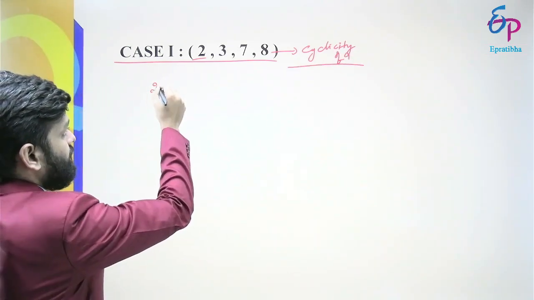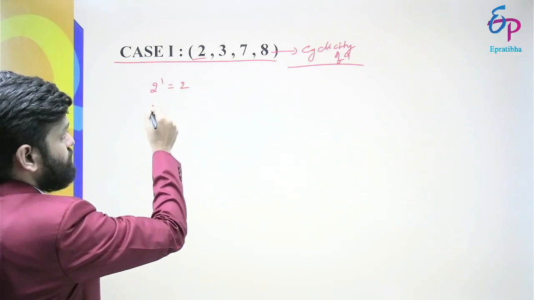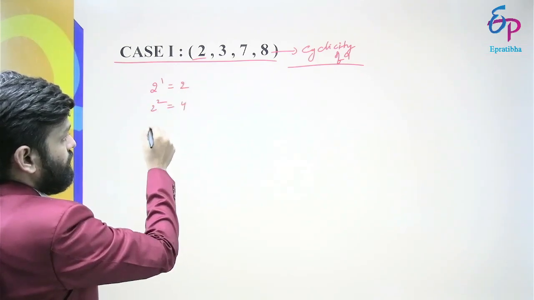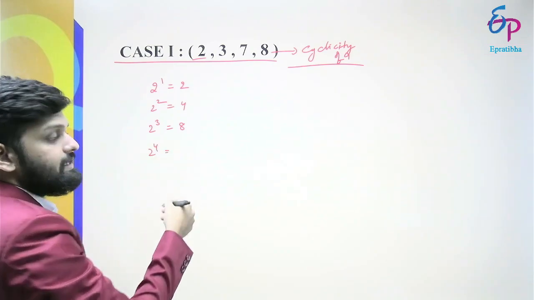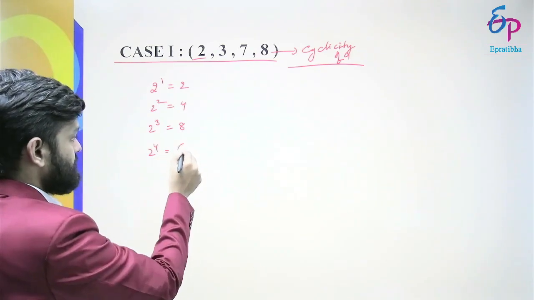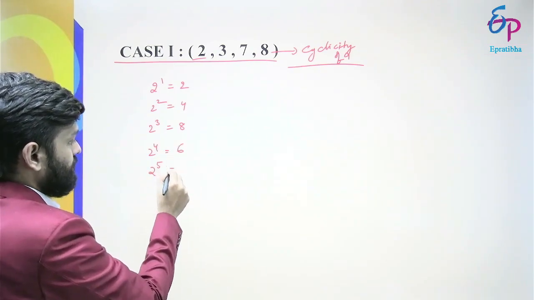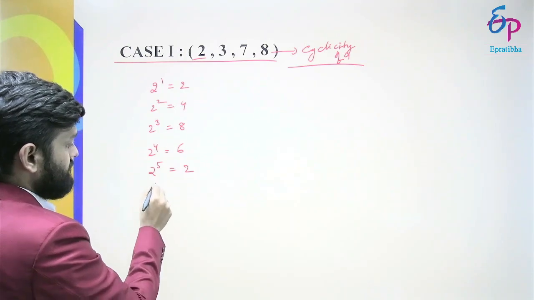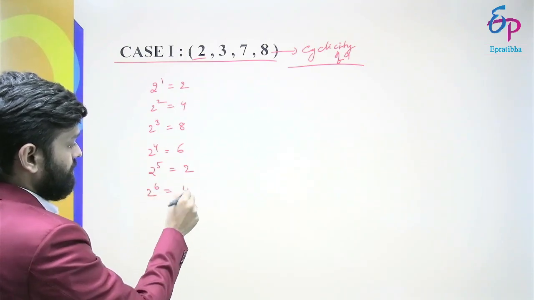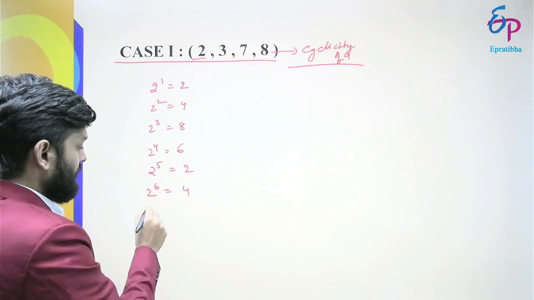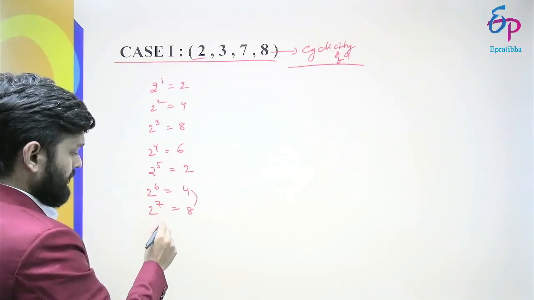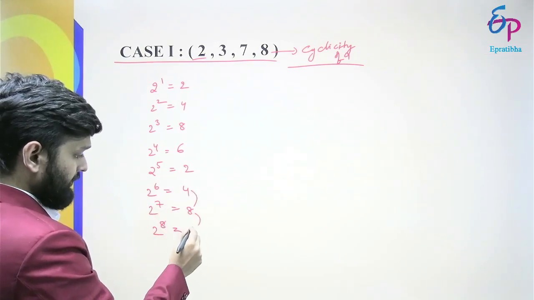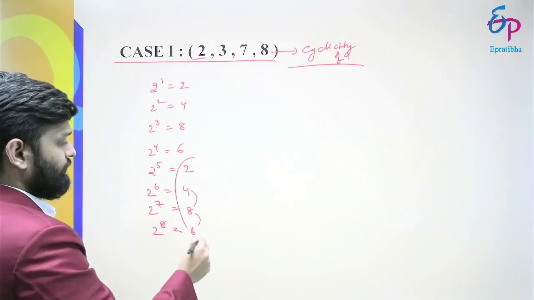Now let's see. 2 power 1 is 2. 2 square is 4. 2 power 3 is 8. 2 power 4 is 16, but the unit digit is 6. 2 power 5 is 32, the unit digit is 2. 2 power 6 is 64, the unit digit is 4. 2 power 7 is 128, unit digit 8. And 2 power 8, again it is 6. So you know it is following a pattern.